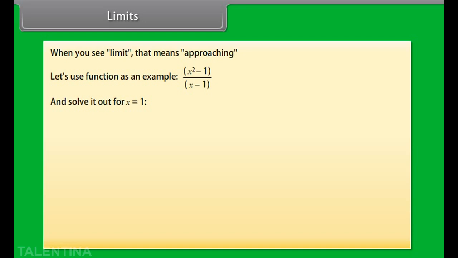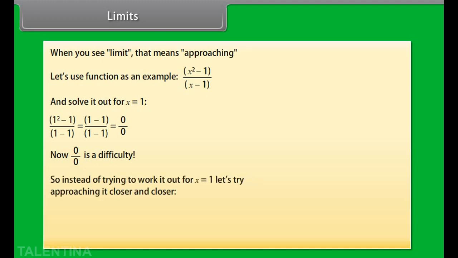Limits. When you say limit, that means approaching. Let's use this function as an example: (x square minus 1) by (x minus 1). And let's work it out for x = 1. 1 square minus 1 by 1 minus 1 is equal to 1 minus 1 by 1 minus 1, which is equal to 0 by 0. Now, 0 by 0 is a difficulty. We don't really know the value of 0 by 0. So, we need another way of answering this.